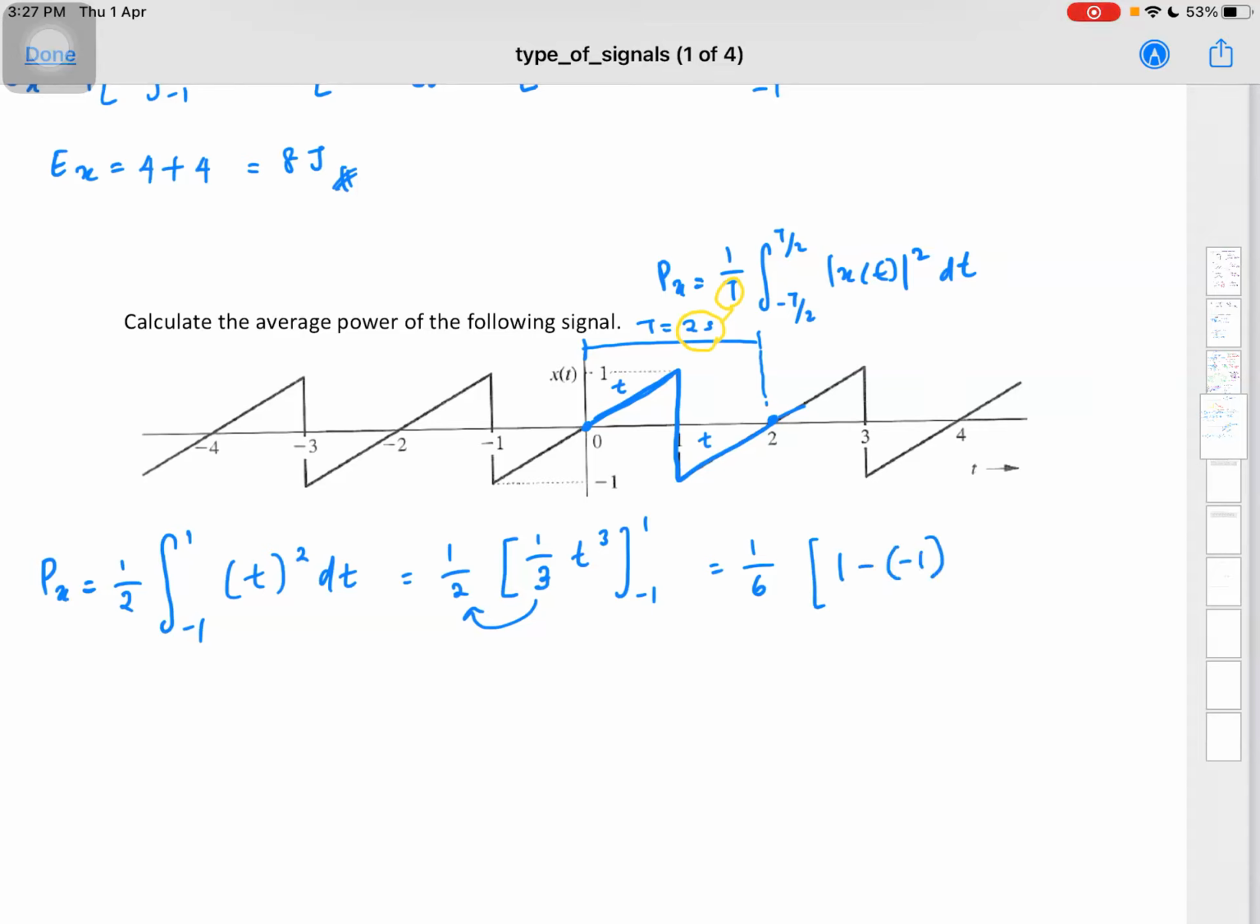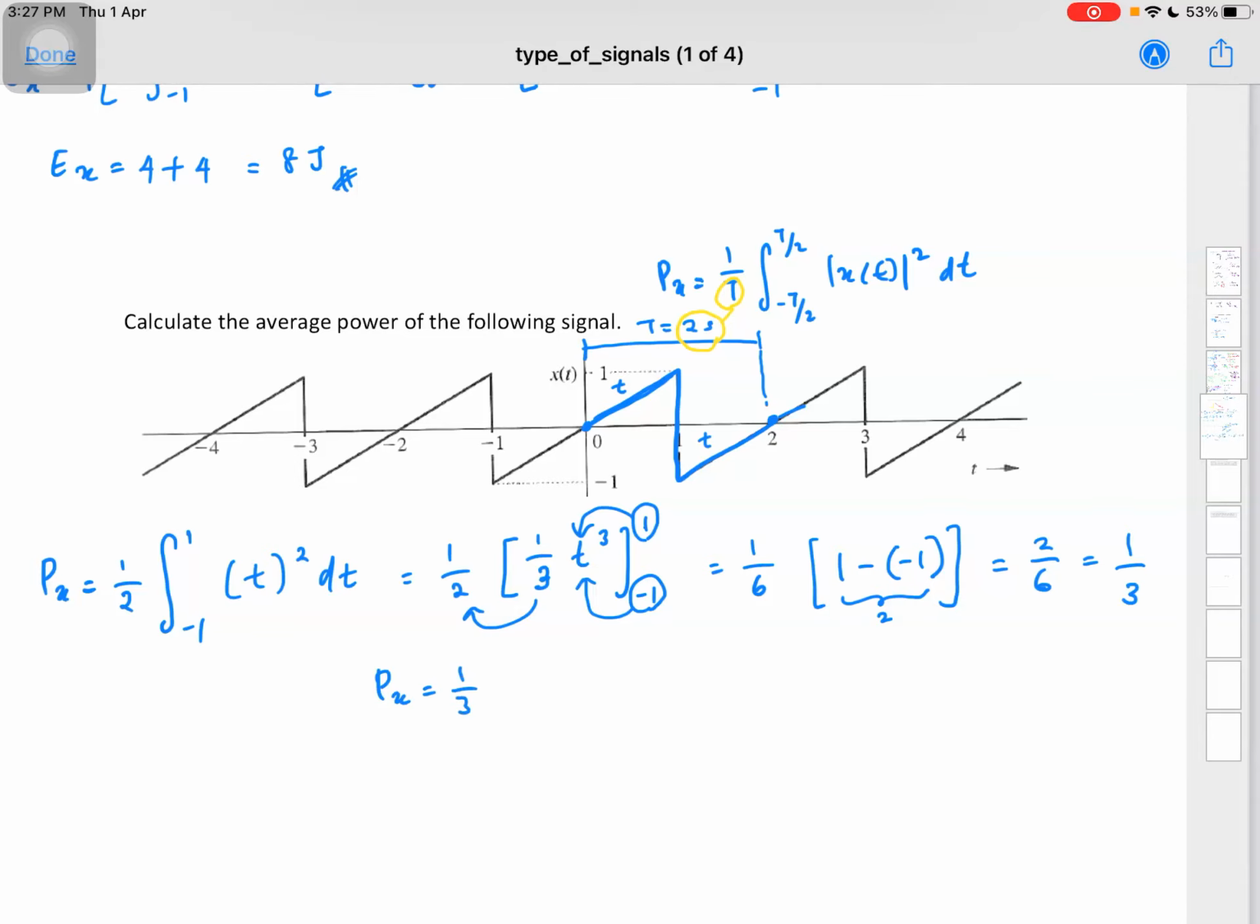Okay, if we substitute this one to t, we will get positive 1. If we substitute minus 1 to this t, minus 1 to the power of an odd number, it will be minus. Okay, so we will have here 2 over 6, so we have 1 over 3. Okay, so the power for this signal is equal to 1 over 3.